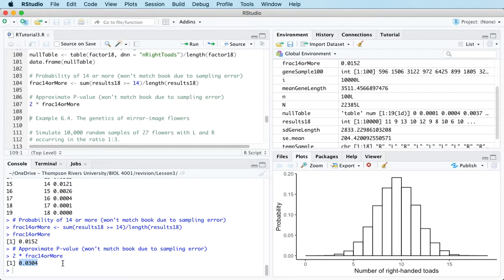And then my conclusion, I need to link this back to my hypotheses and my experiment and what I am trying to do. So I've rejected the null that p is equal to 0.5 in favor of the alternative that p is not equal to 0.5. So the data seems to suggest that the proportion of right-handed toads in the population is not equal to 0.5 at a 5% significance level.